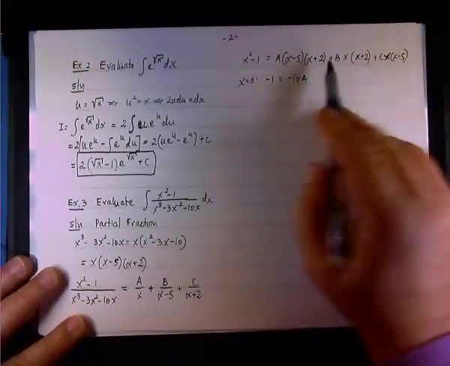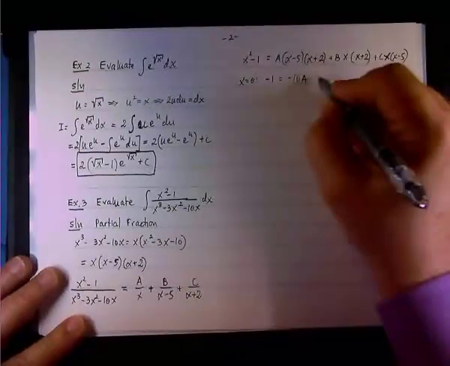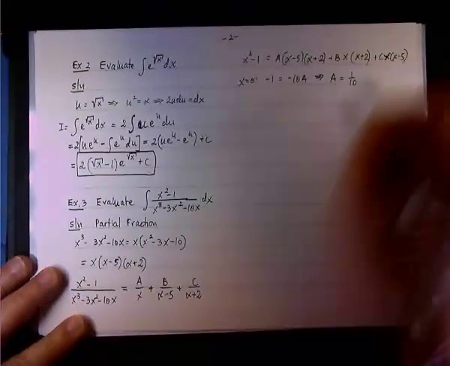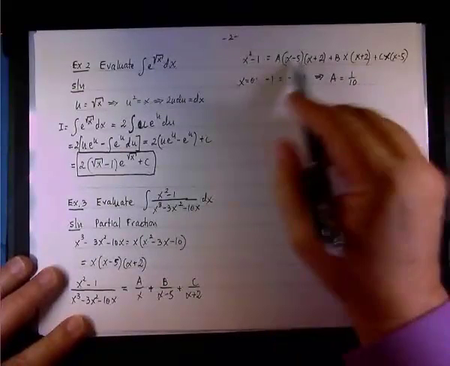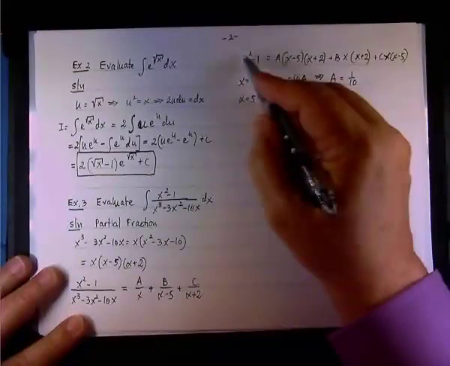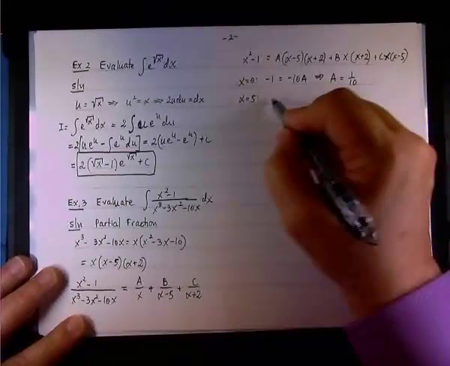When x equals 0, the B and the C terms disappear, and what you have here is negative 1 equals negative 10A, because everything else disappears. So you get A equals 1/10.